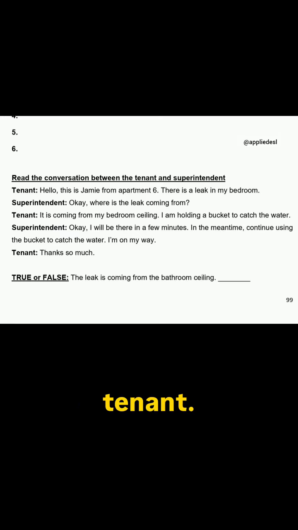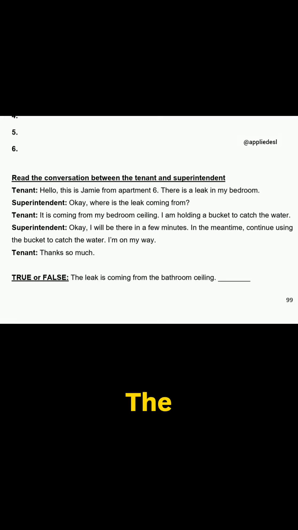For example, tenant: Hello, this is Jamie from apartment 6. There is a leak in my bedroom. Superintendent: Okay, where is the leak coming from? Tenant: It is coming from my bedroom ceiling. I am holding a bucket to catch the water. Superintendent: Okay, I will be there in a few minutes. In the meantime, continue using the bucket to catch the water. Tenant: I'm on my way. Thanks so much.